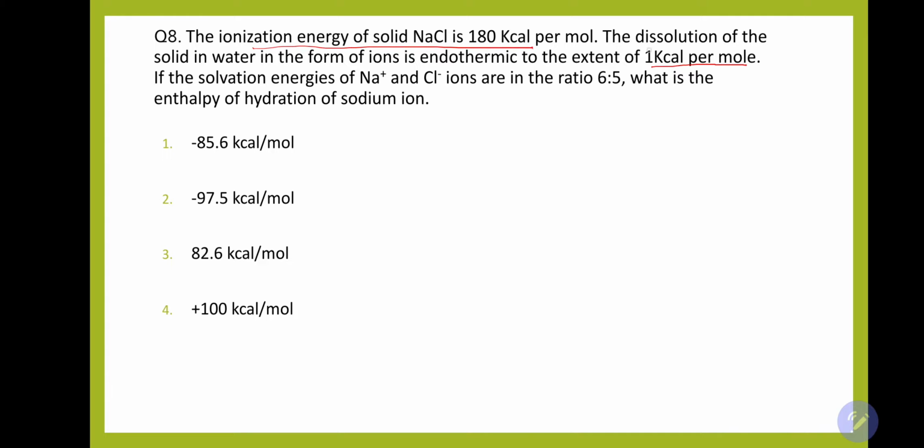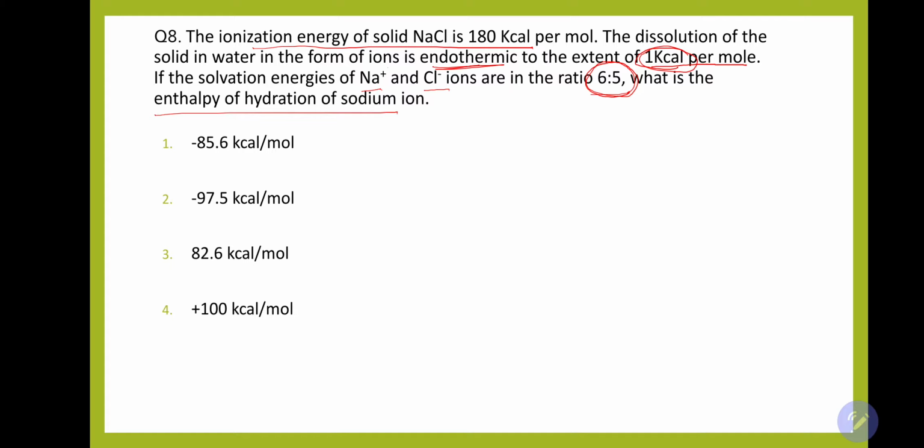Now, when you add NaCl to water, what is going to happen? It is going to dissociate. So this dissolution of solid in water in the form of ions is exothermic to the extent of, what is the energy liberated, 1 kilocalorie per mole. So 1 kilocalorie of energy per mole is liberated. Now if the solvation energies of Na plus and Cl minus are in the ratio 6:5, you have to find their hydration enthalpy.